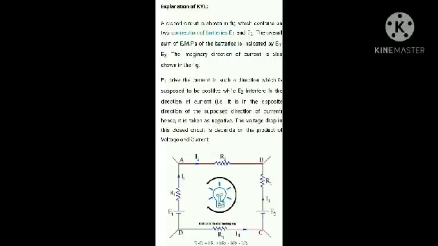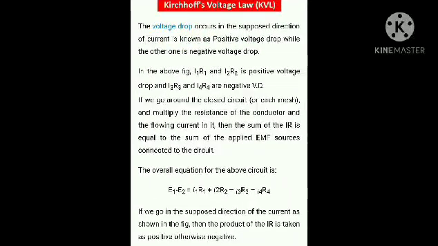The voltage drop in this closed circuit depends on the product of resistance and current. The voltage drop that occurs in the supposed direction of current is known as the positive voltage drop, while the other one is called the negative voltage drop. If we go around the closed circuit or each mesh and multiply the resistance of the conductor and the flowing current in it, then the sum of the IR is equal to the sum of the applied EMF sources connected to the circuit.